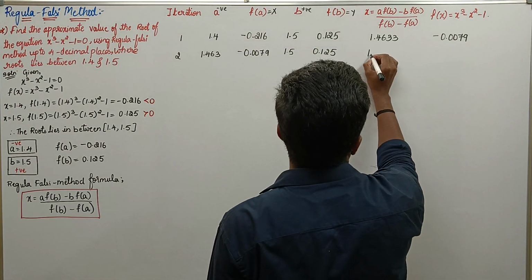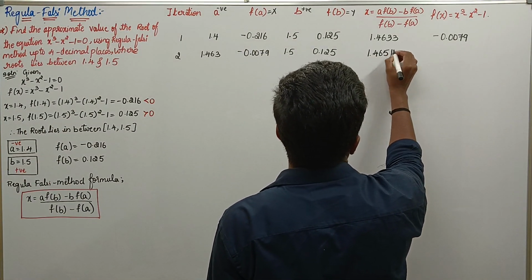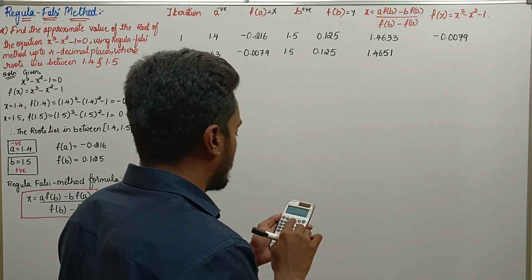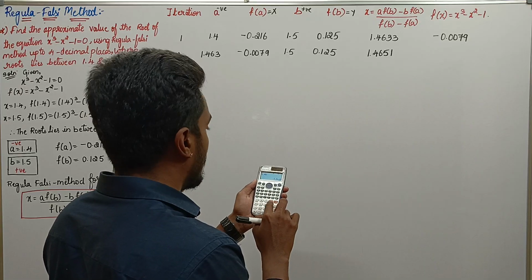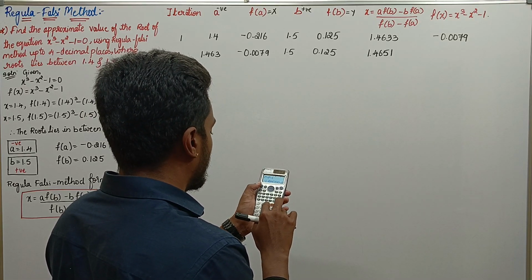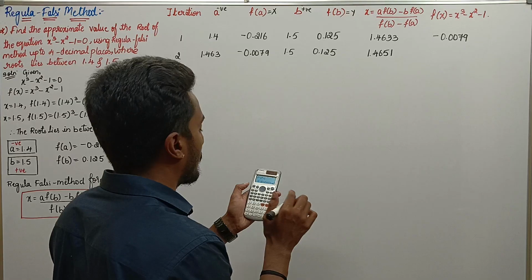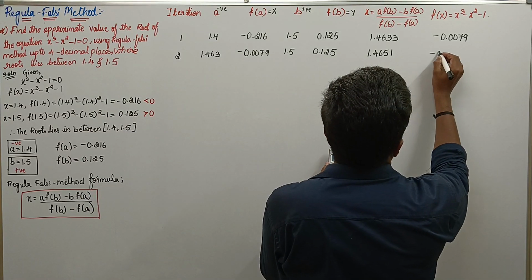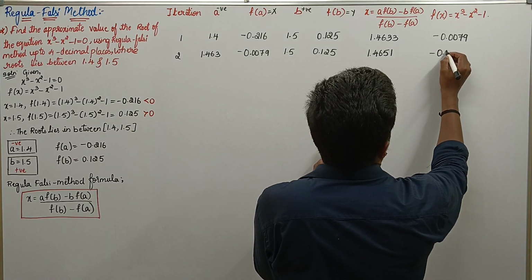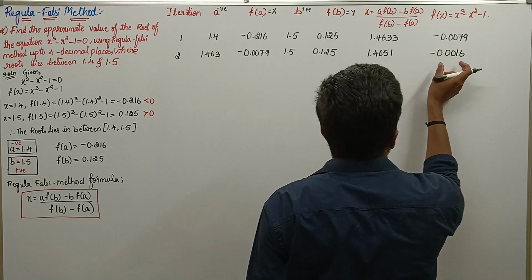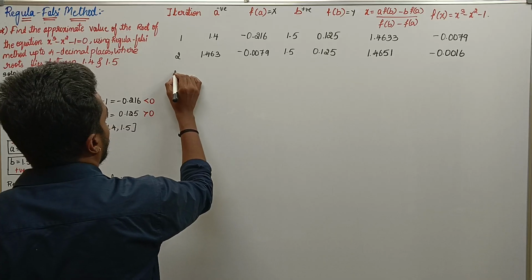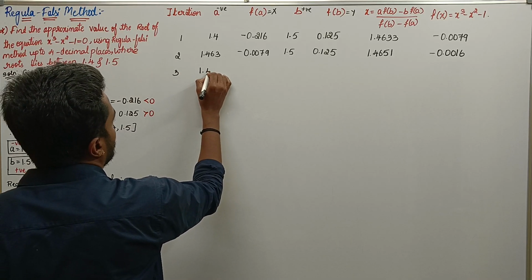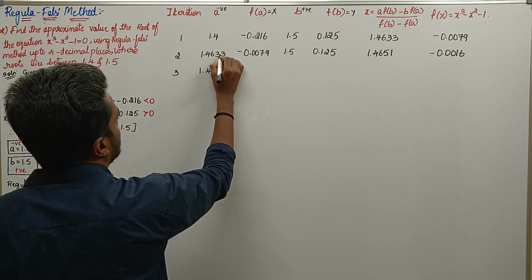You get 1.4651. Again press the upper button, you get the function value, press calc, 1.4651. Press equals, shift eng, shift eng. You get minus 0.0016. Since we have got negative, replace this in the value of a, that is 1.4633.